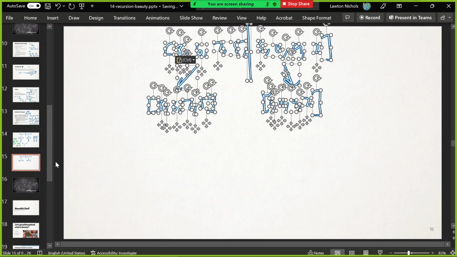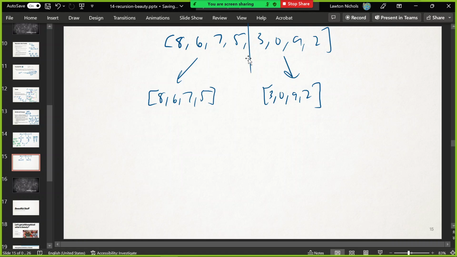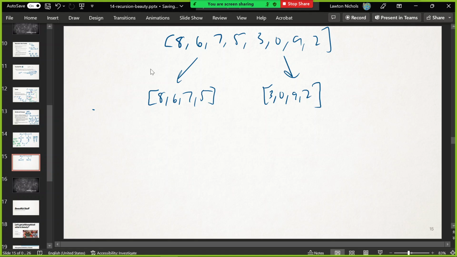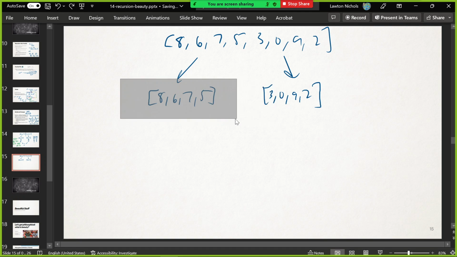All right, so here's what this just did. Here's the real way that this works. So it made these 2 calls, right? It made this list, and then recursively it called sum list on the first half. This was the first half. So, all right, what is sum list on this list?